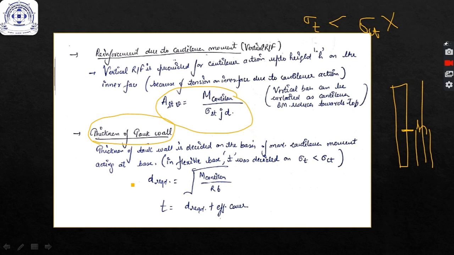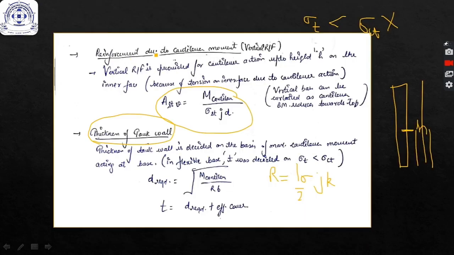The effective depth required of the tank will be under root M upon Rb, where R is the design constant, half sigma cbc j into k. So we calculate d required, the effective depth, and we calculate the total thickness is equal to d required plus effective cover. So this is another very prominent difference, that is how the thickness of wall is calculated. So you must keep these differences in mind and keep comparing them with the previous cases.